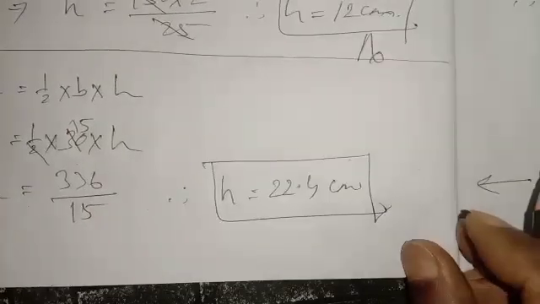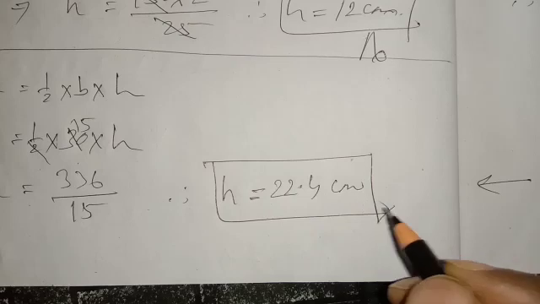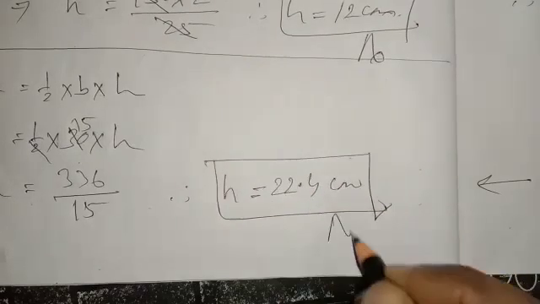The length of the perpendicular drawn from the opposite vertex to the side of 30 centimeter is equal to 22.4. In this way, a few questions have been completed today.